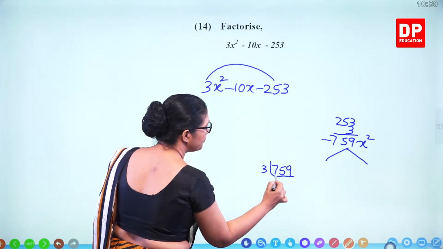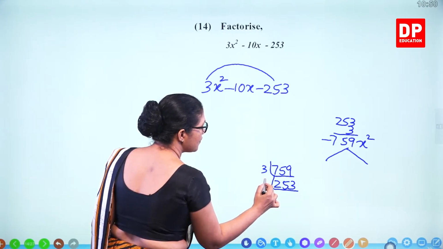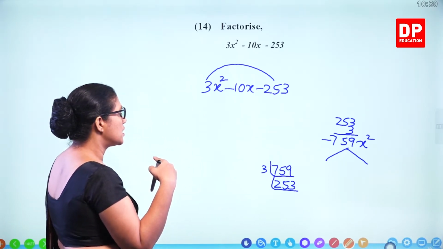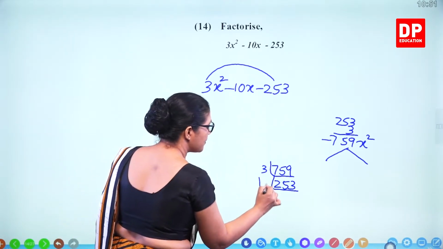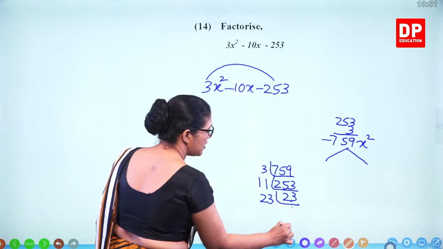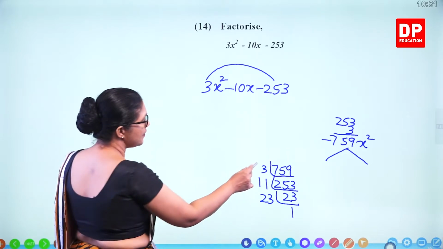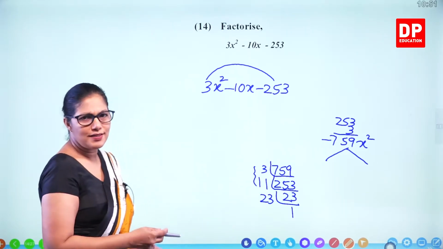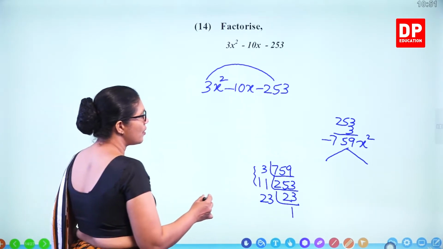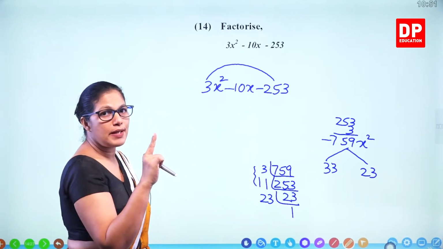Divide by 3. Divide by 11. 2 and 33, 3. So then 23. These are the factors. Now see, you need 10. 33 and 23, the difference is 10. So you can get 33 and 23. Which one is negative? The bigger number, because the middle term is minus.